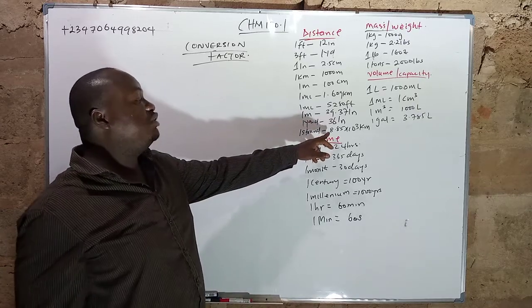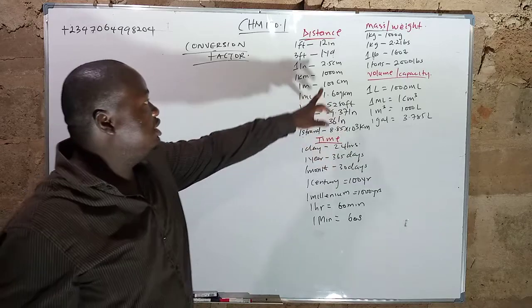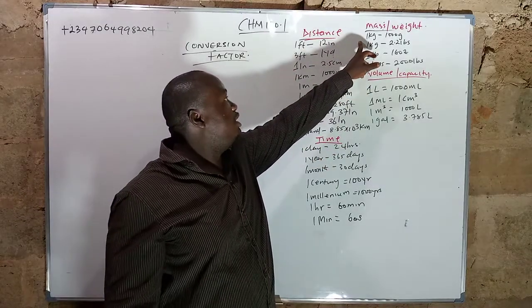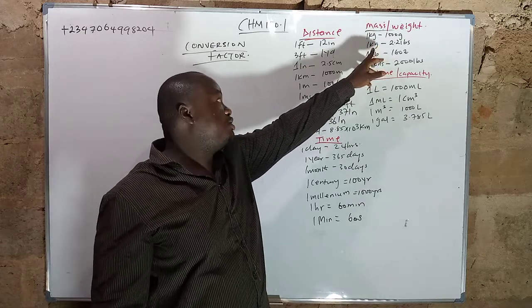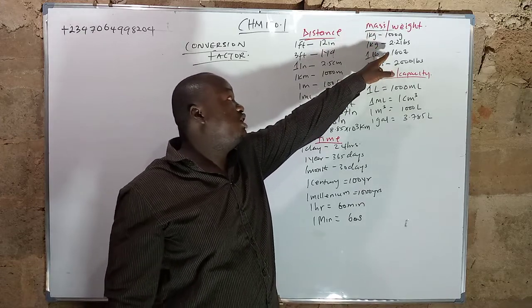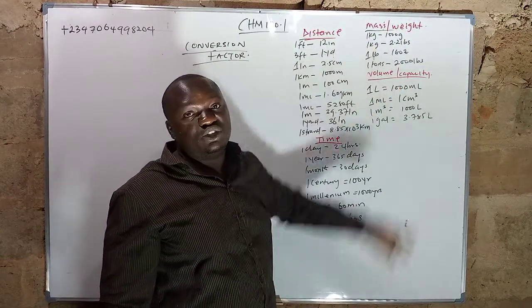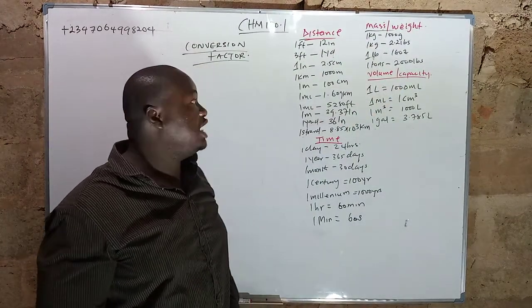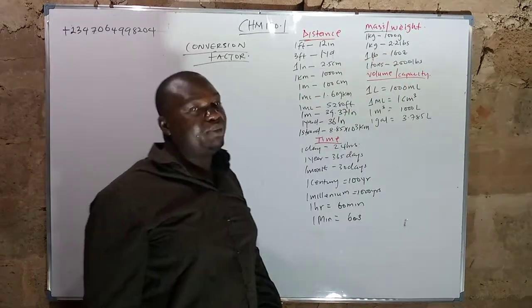1 strand is equivalent to 8.85 times 10 raised to the power of 3 kilometers. And here, 1 kilogram is equivalent to 100 grams. 1 kilogram is equivalent to 2.2 pounds. 1 pound is equivalent to 160 ounces. 1 ton is equivalent to 2,000 pounds.